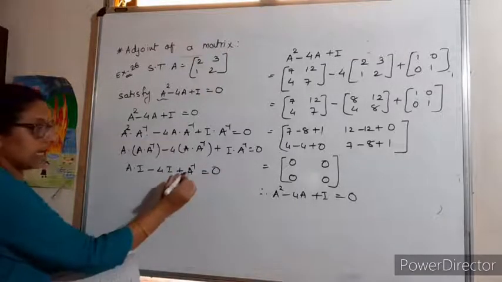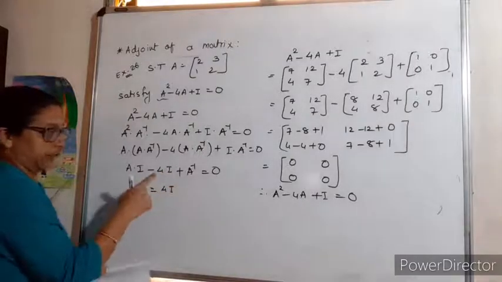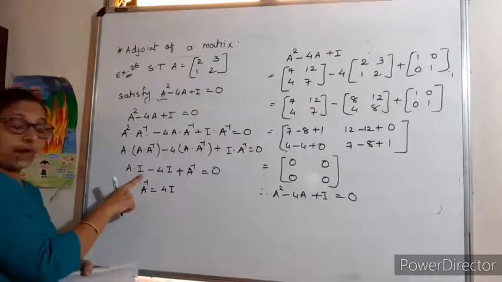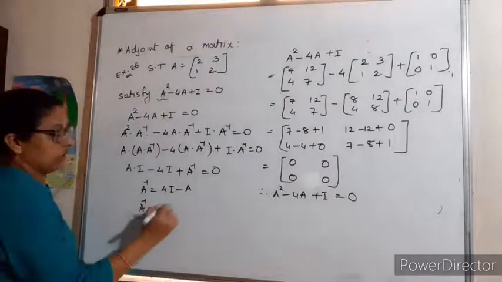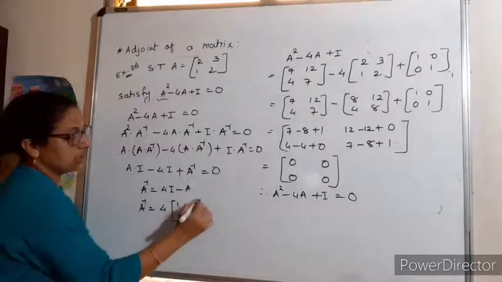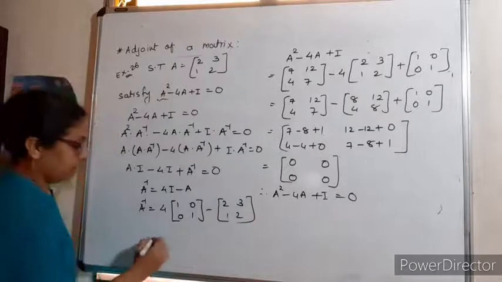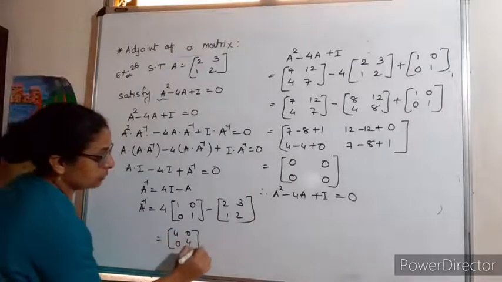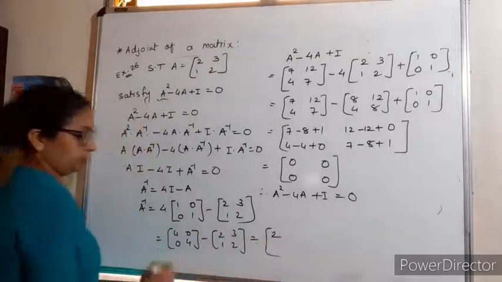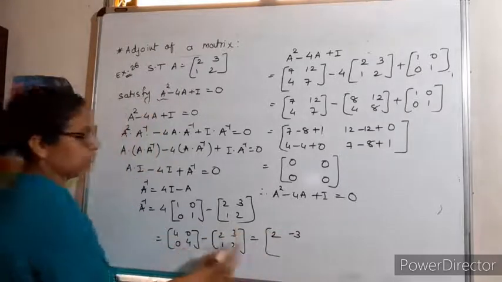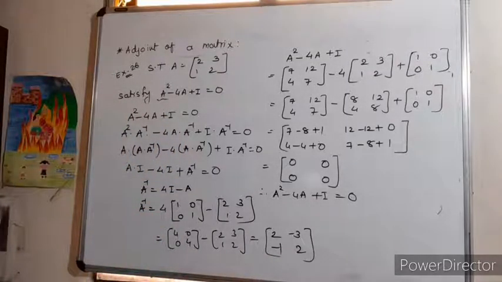So you know that A inverse is equal to, now this is 4 into I, it goes to this side positive, A into I is A, minus A. Therefore A inverse is 4 [1 0; 0 1] minus A, it is [4 0; 0 4] minus [2 3; 1 2]. 4 minus 2, 2. 0 minus 3, 0 minus 1, 4 minus 2. So this is our A inverse.